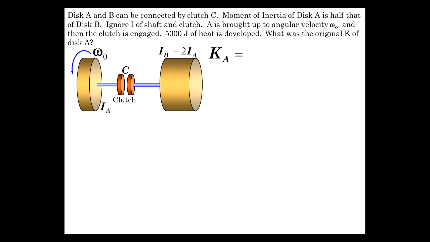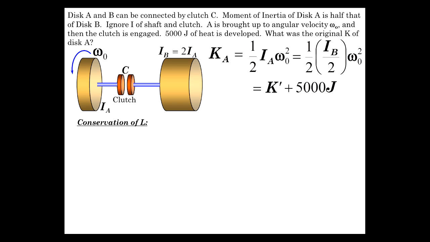Kinetic energy of A is 1/2 IA omega 0 squared. Now the problem says that 5,000 joules of heat is developed. So what's the original K of this disk? Well, it's 1/2 IA omega 0 squared, which is 1/2 of IB over 2, times omega 0 squared. Now that's equal to what it is afterwards plus 5,000, because we're losing 5,000 joules to heat. So what's available after is diminished by 5,000 joules.